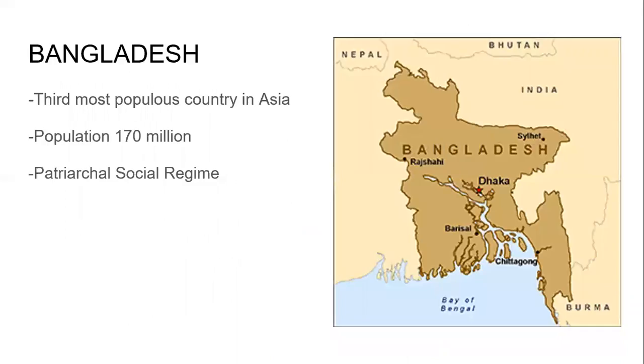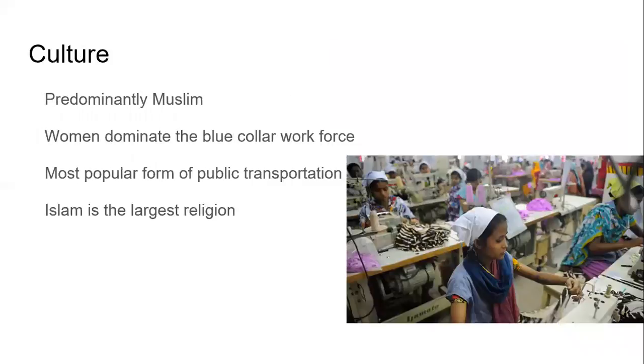Now we have Bangladesh. It is the third most populous country in Asia and number 9 in the world. Population comes to 170 million, and it has a patriarchal social regime. The culture is predominantly Muslim, with Islam being the largest religion, Hinduism coming in a close second. And women dominate the blue-collar workforce. And the most popular form of public transportation is rickshaws, being able to maneuver through traffic a lot easier than buses or cars can.